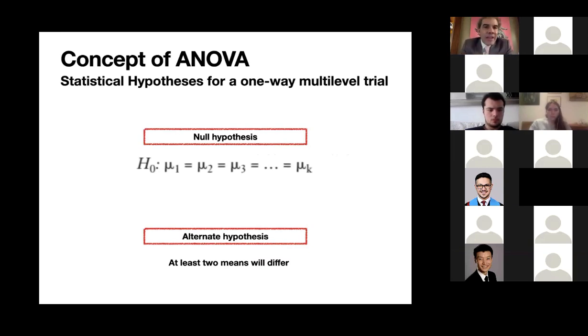So in ANOVA, what's my statistical hypothesis? My null hypothesis in ANOVA is that all groups are equal: group 1, group 2, group 3, group K. And my alternate hypothesis is that at least 2 means will differ. It's very easy there.